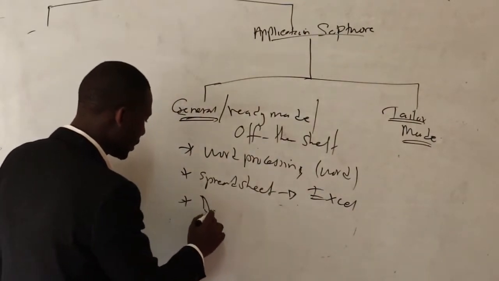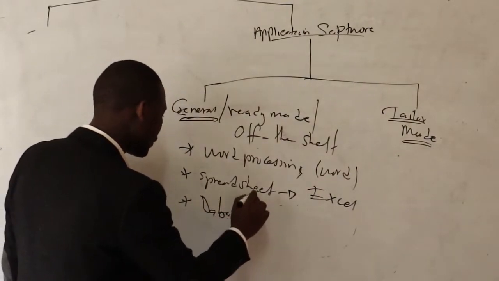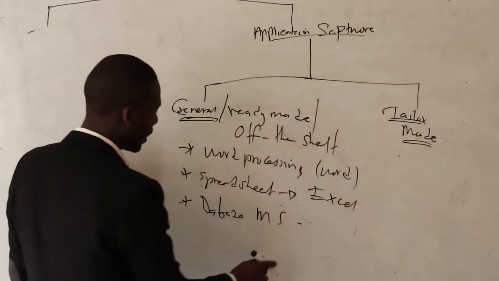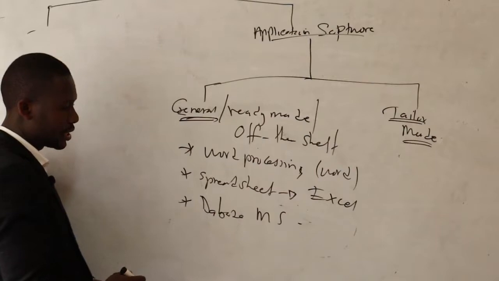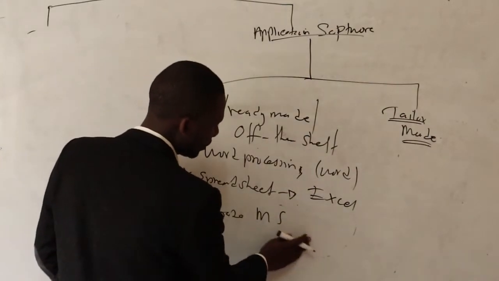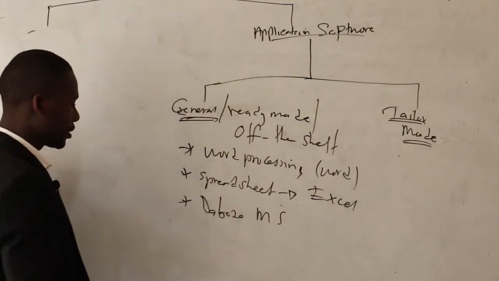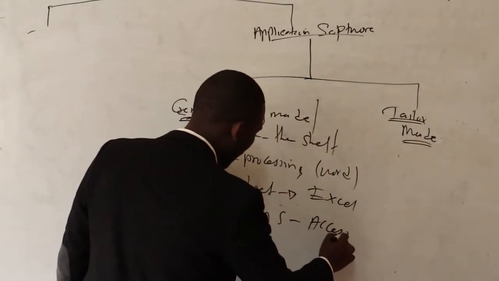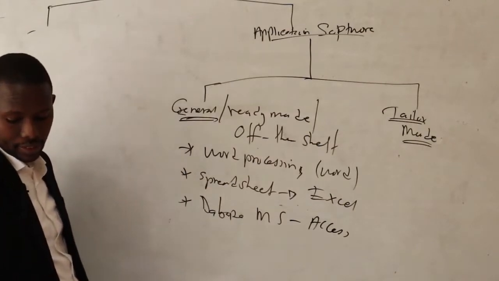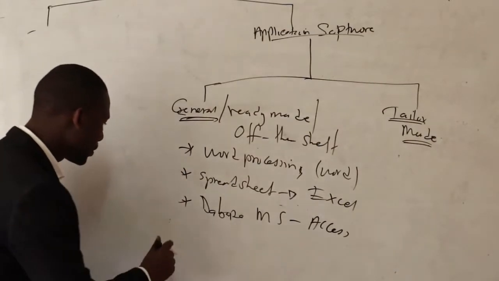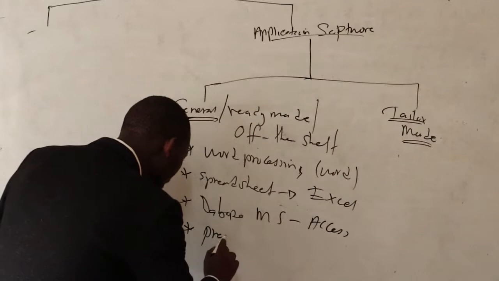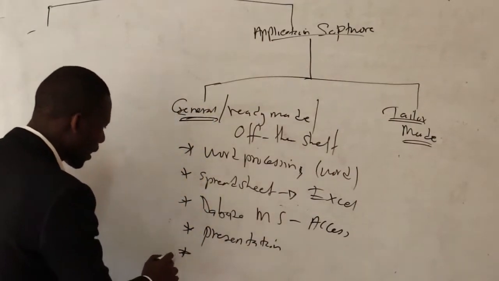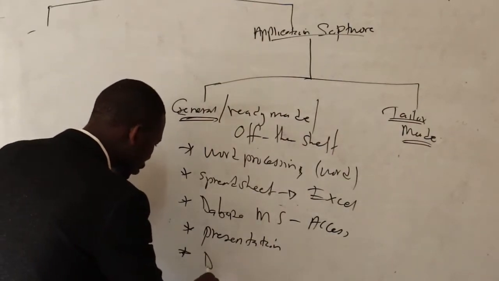We have database management systems. Database management systems are applications that allow you to analyze, formulate, and manipulate data in a systematic way, that is using database software. Like we may have a program like Access, and other software like presentation software like PowerPoint.